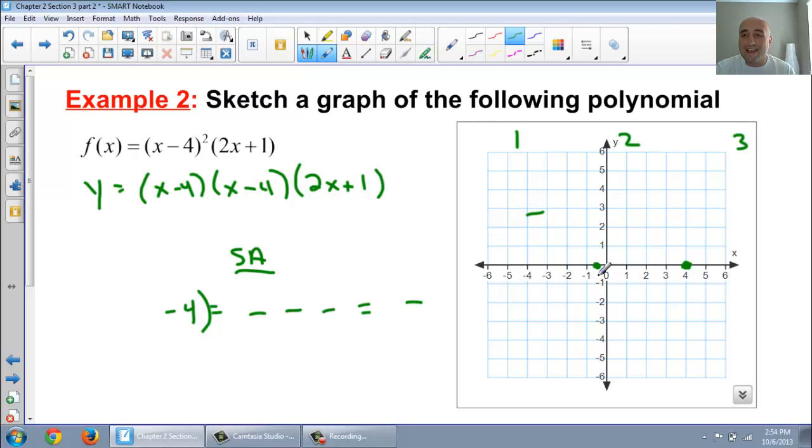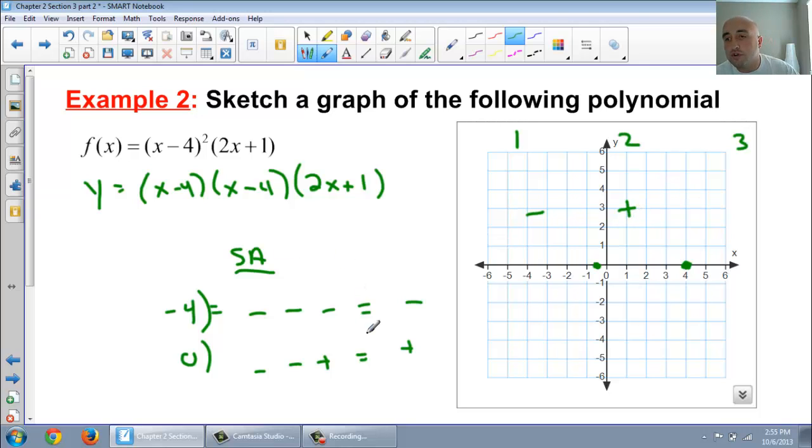Give me a number between negative 1/2 and 4. Let's just do 0. 0 take away 4, 0 take away 4 are both negative. 2 times 0 is 0. 0 plus 1 is a positive. Negative times a negative is a positive. Positive times negative is a positive. Okay, so we have positive in the middle.